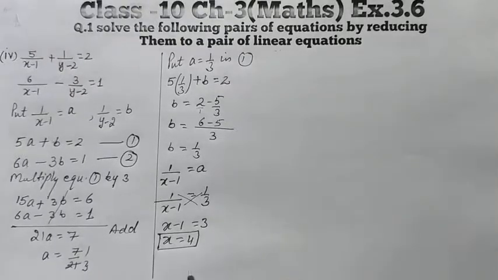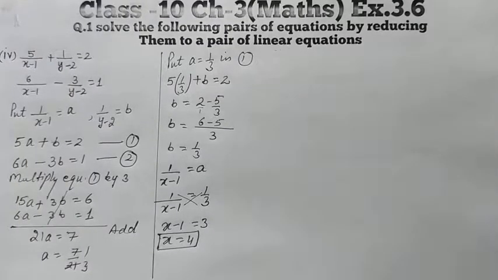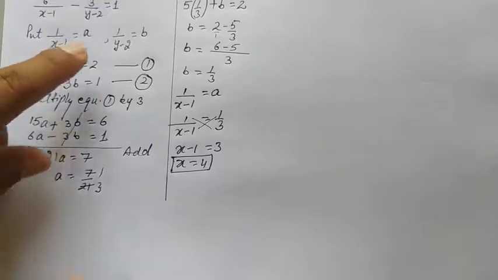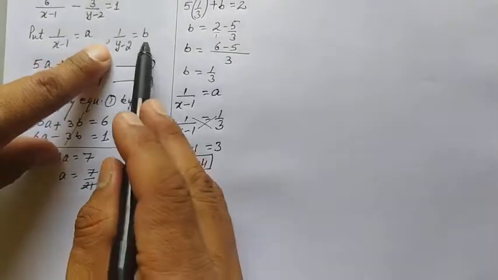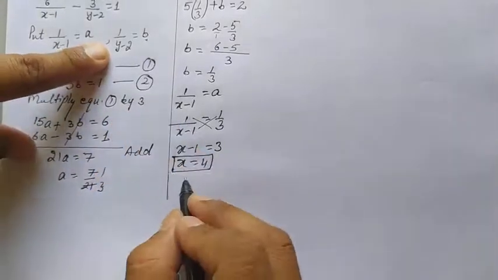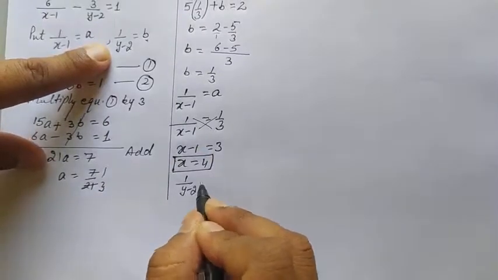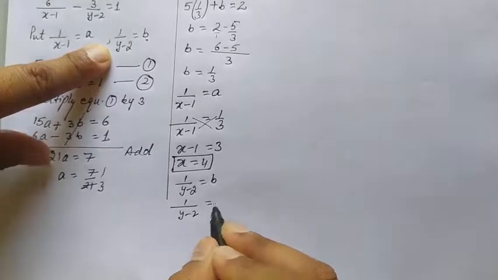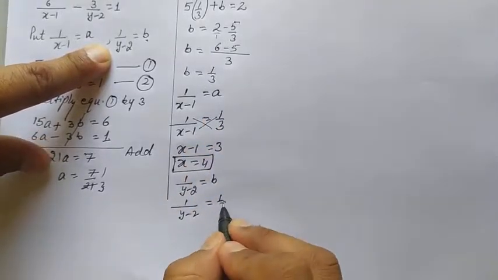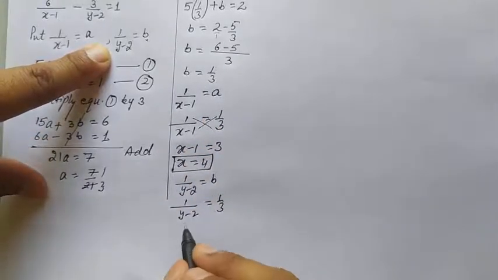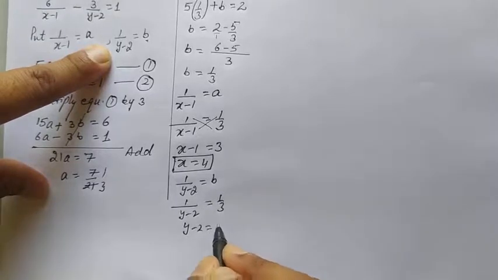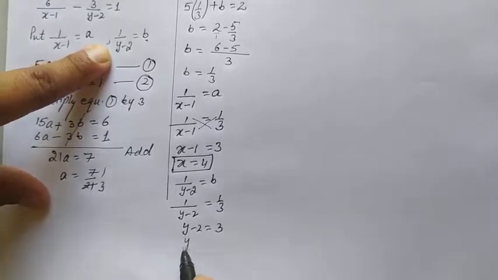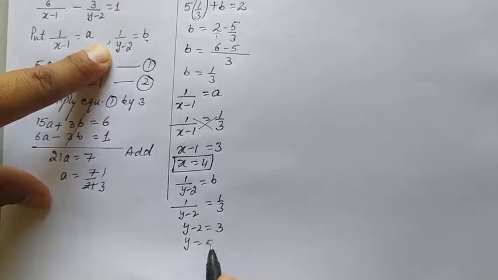Similarly, we'll get the value of y also. So we'll put the value of b as 1 by 3 here. We have the equation 1 over y minus 2 is b. So we'll write 1 over y minus 2 is, what is b? b is 1 by 3. Now if I cross multiply, I'll get y minus 2 is equal to 3. Now y is equal to 3 plus 2, that is 5.